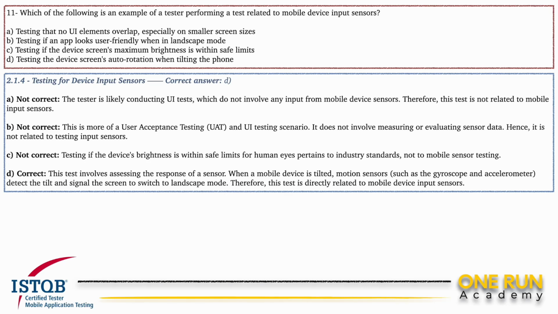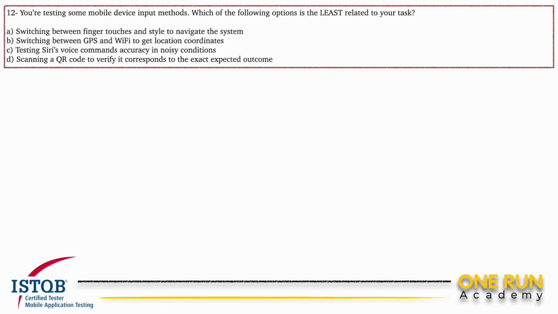Great. Let's discuss the next question, which is number 12, and it says, you're testing some mobile device input methods. Which of the following options is the least related to your task? A. Switching between finger touches and stylus to navigate the system. B. Switching between GPS and Wi-Fi to get location coordinates. C. Testing Siri's voice commands accuracy in noisy conditions. D. Scanning a QR code to verify it corresponds to the exact expected outcome.